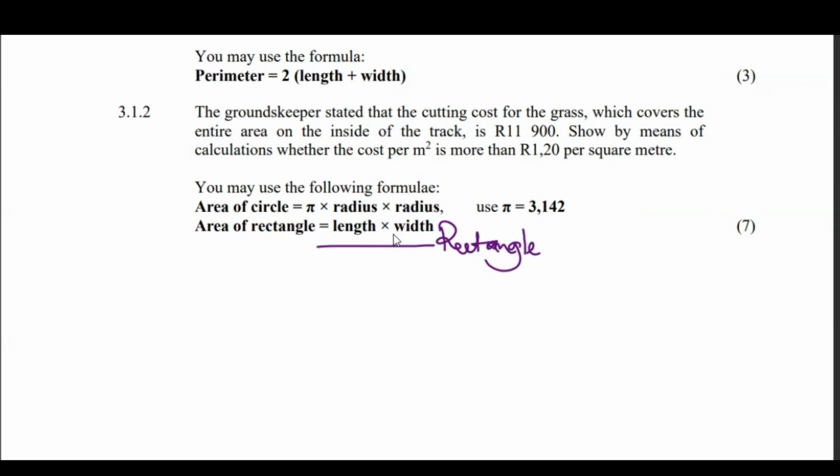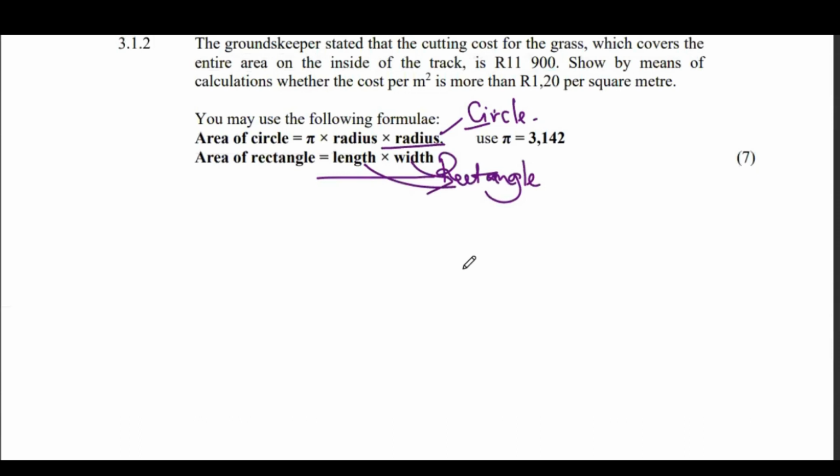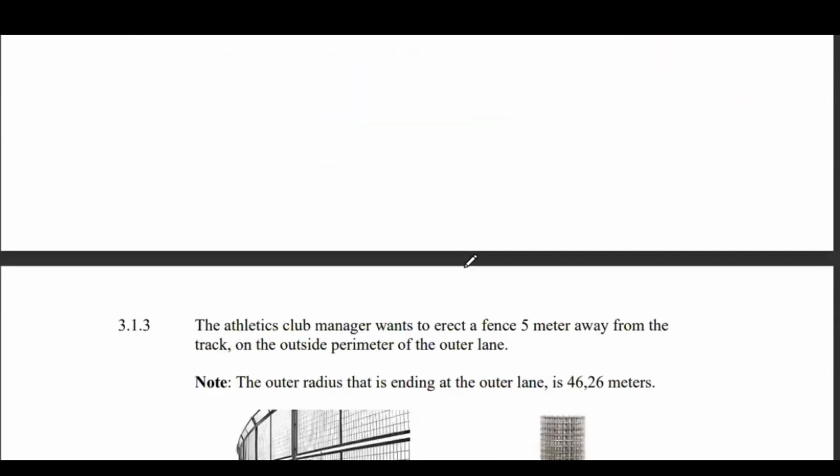This is for rectangle. And the one on top, it's a circle. The moment you see radius, just know it's a circle. The moment you see length and breadth, you just know it's what? It's a rectangle, because for a square, all sides are equal. So you will have side. All right, there we go.